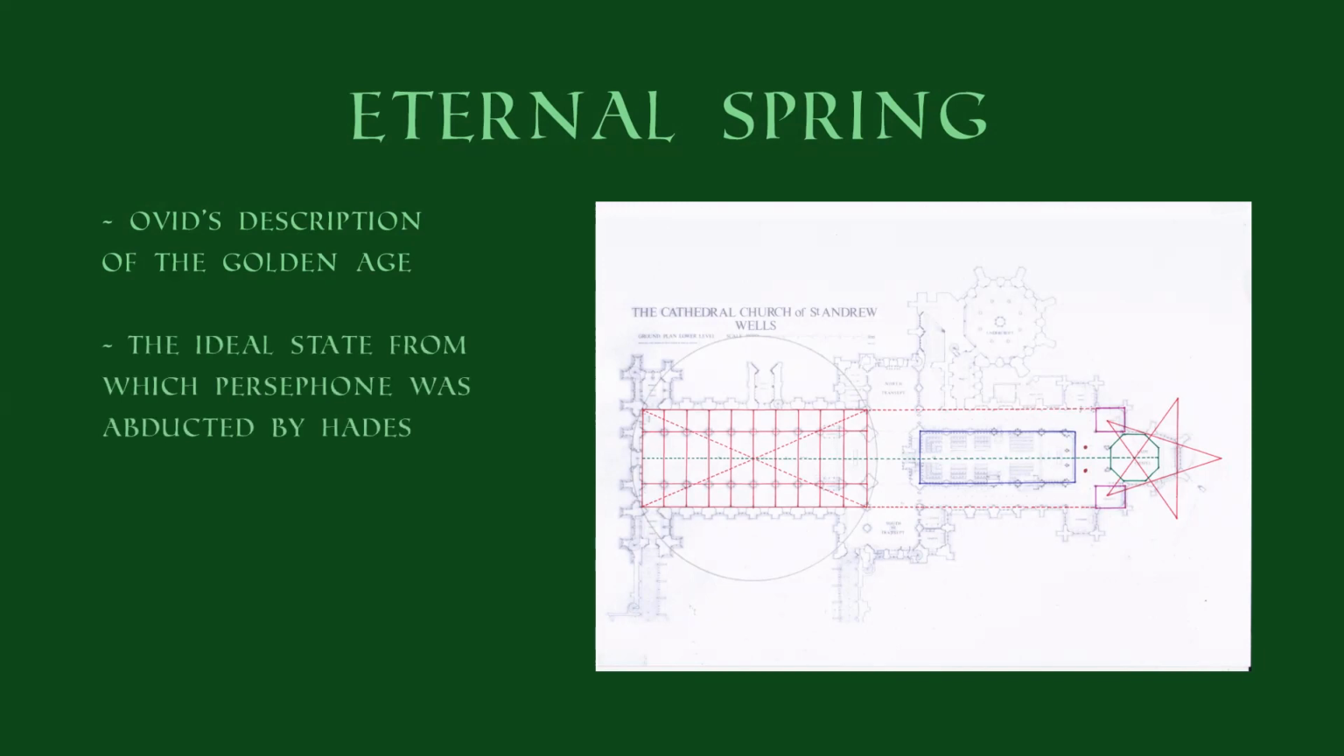Now, this ideal state is the state from which Persephone was abducted by Hades, the underworld. And so you have this idea that she begins in this ideal state of balance, but then she's taken down into the underworld. And the resolution of the story of Persephone is that eventually she's allowed to spend some of the time of the year above the ground and some below the ground.